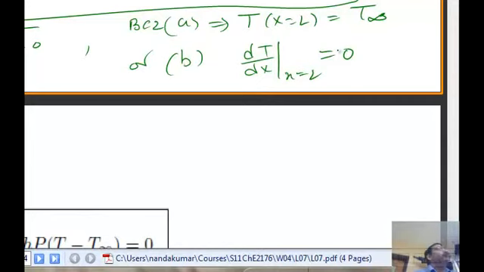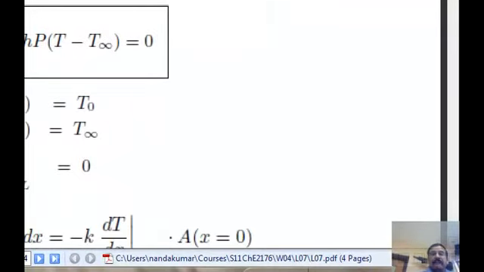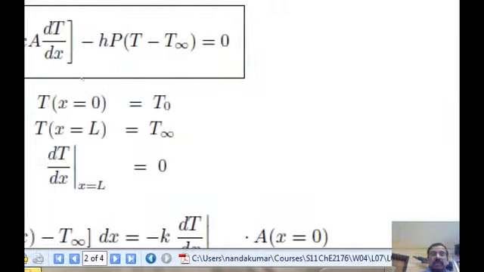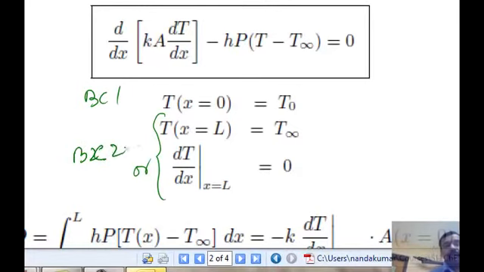So we have two conditions and some variations on those two conditions, and we have a second order equation. And I think that's what you have in here, basically captured. So either this or dT/dx equal to 0. The second boundary condition is one of them. So this is boundary condition 1 and this is boundary condition 2. One of those two as boundary condition 2.